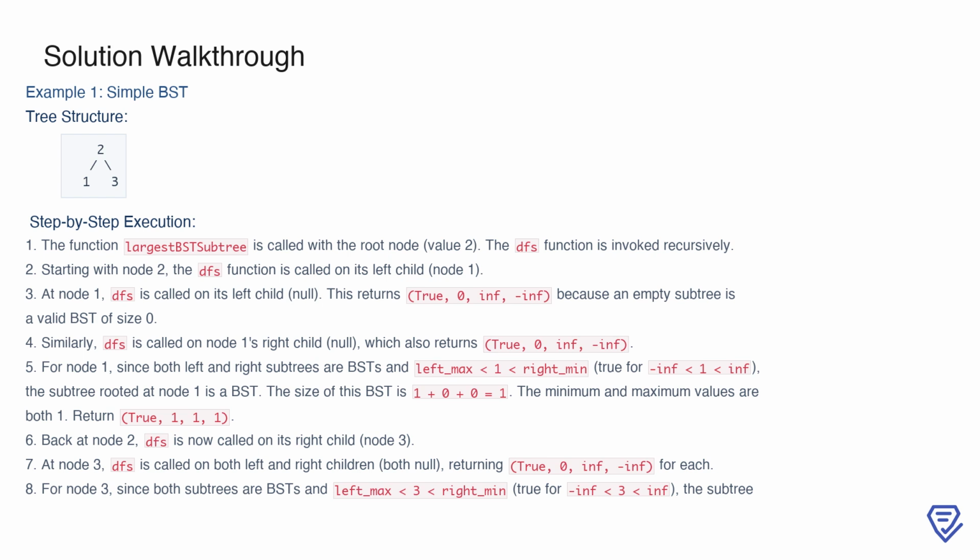First, the largestBSTSubtree function is called with the root node, and the helper function DFS initiates a recursive traversal. Starting at node 2, we move to its left child, node 1. At node 1, we explore its left and right children, which are both null. Since an empty subtree is always a valid BST with size 0, these calls return true, 0, INF.